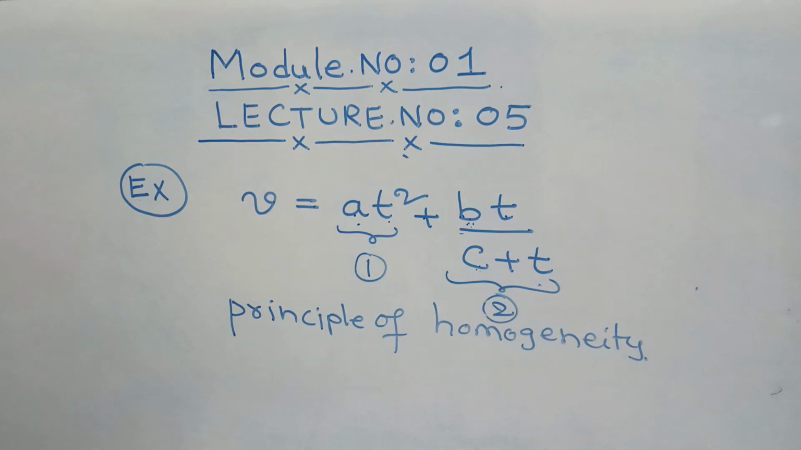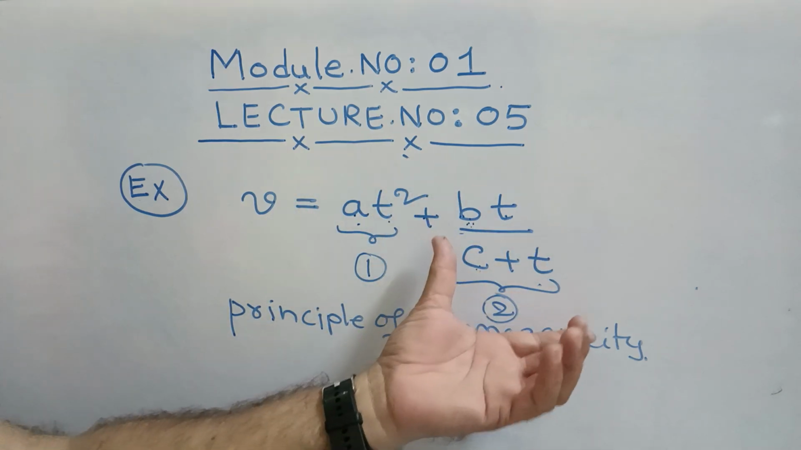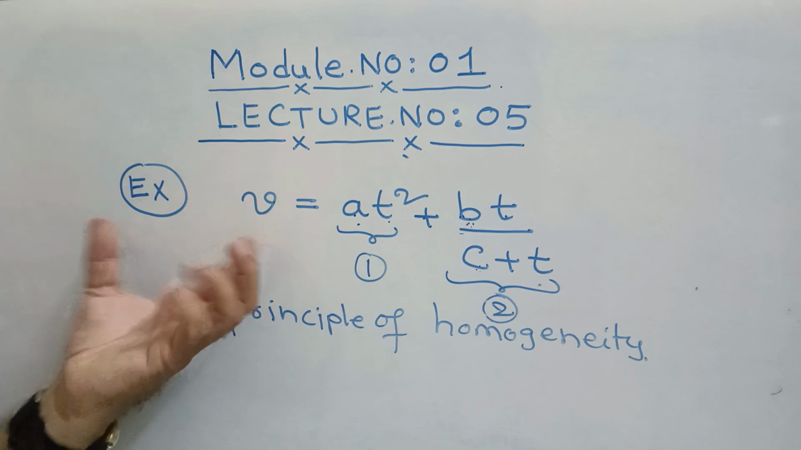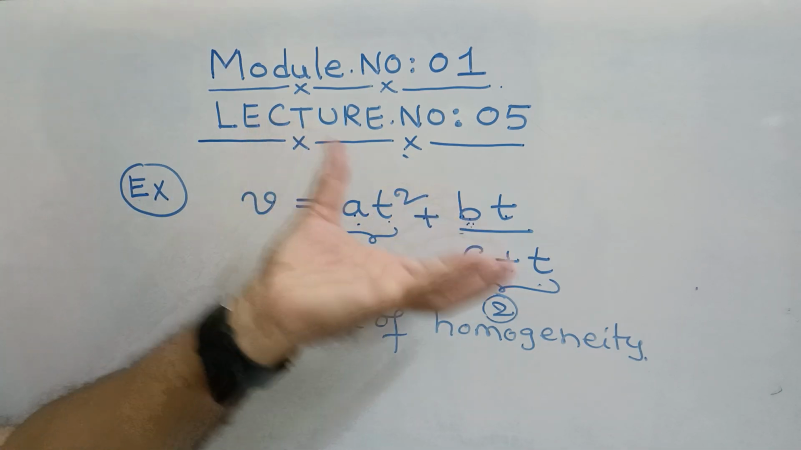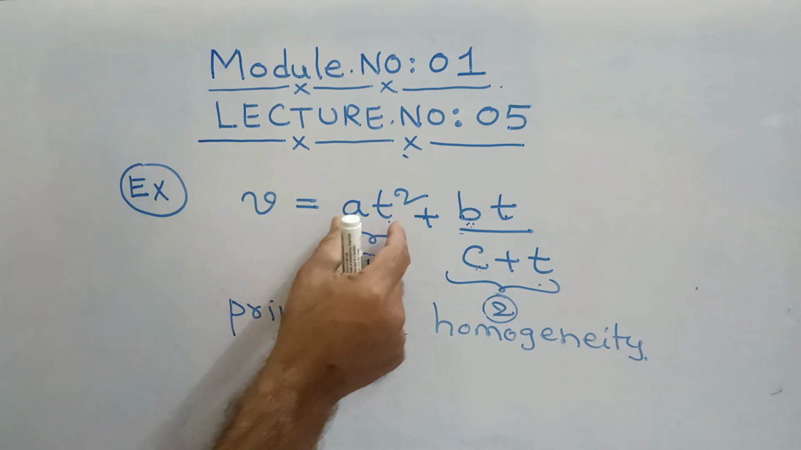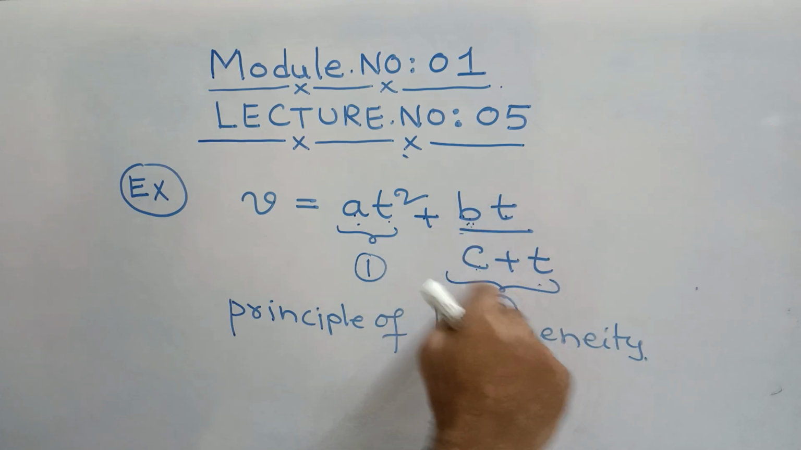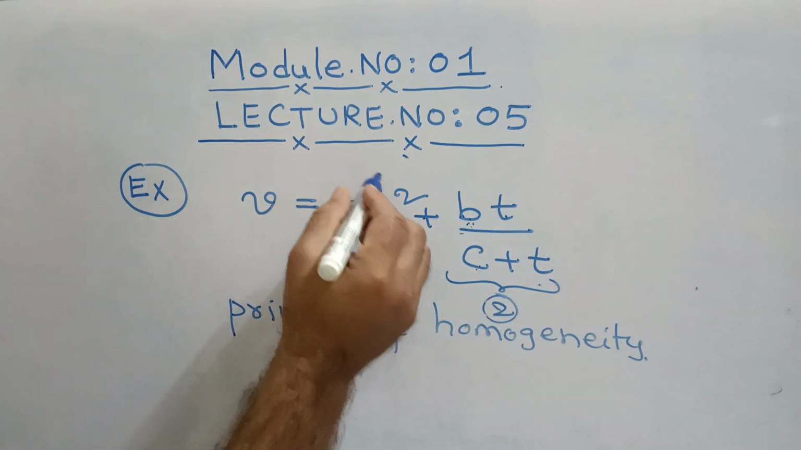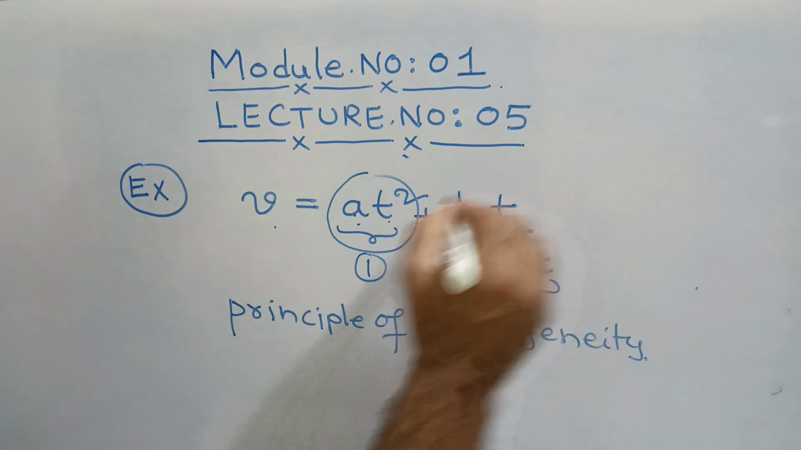What is the principle of homogeneity? According to the principle of homogeneity, the dimensions of the sum of individual terms added on the right side must be equal to the left side. The dimensions of the individual terms added on either side must be equal. That is the principle of homogeneity, right? In simple way, I can write that AT square must be equal to V. Your BT by C plus T, the second term, also equal to V.